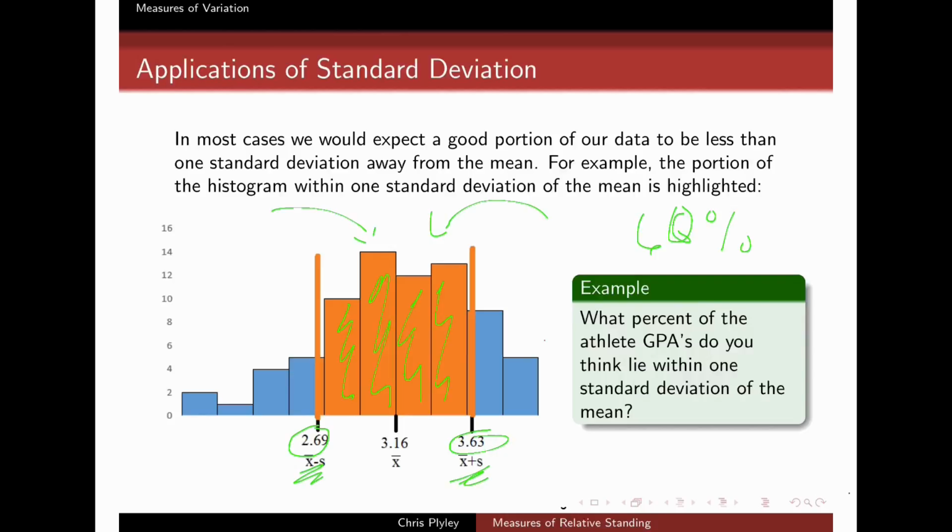And the important thing is to notice that if I did know, for instance, that 60% of my data lay between these two values, it would allow me to start to make conclusions about student GPAs. I could say things like, 60% of student GPAs are between 2.69 and 3.63. And notice how nice and easy that is to understand, right? 60% of GPAs are between this value and that value.